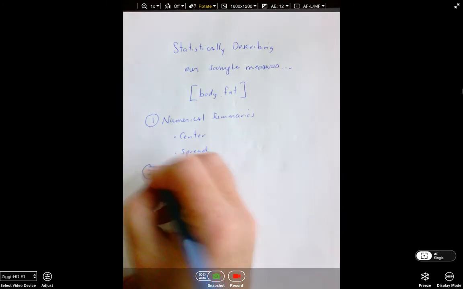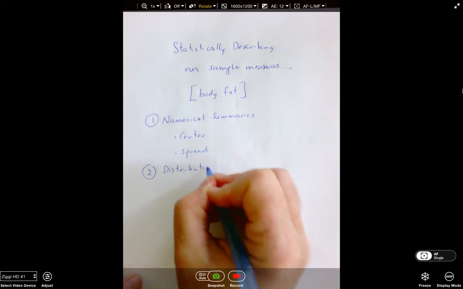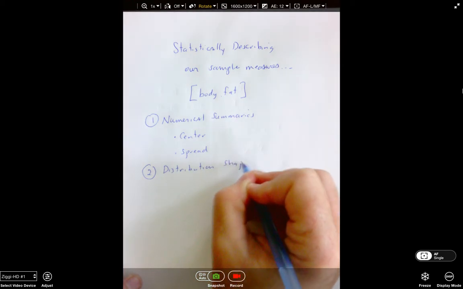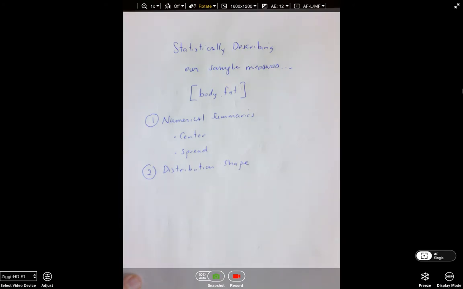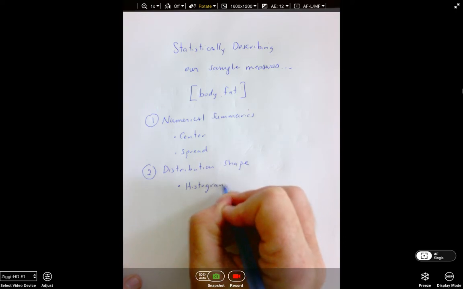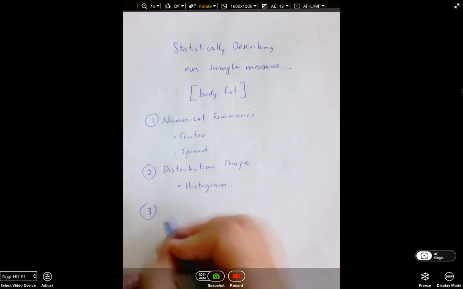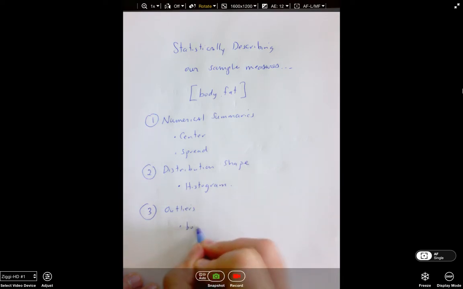The second thing we want to do is we want to be able to report the shape of the distribution. This comes from a histogram. Now, let me explain to you what we're going to run into. And guys, finally, we want to be able to determine outliers. And to determine outliers, we will create what's called a box plot. Okay, and I'll show you how to do that in just a second.